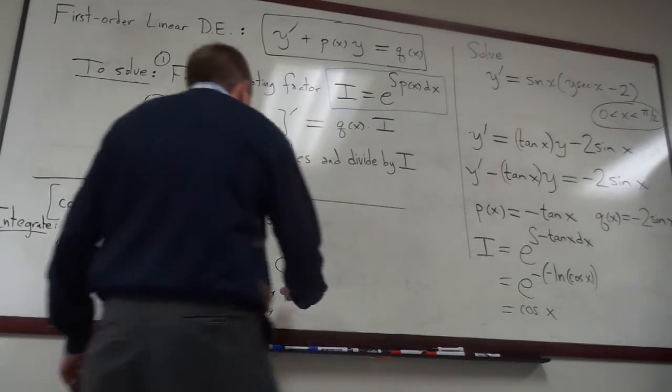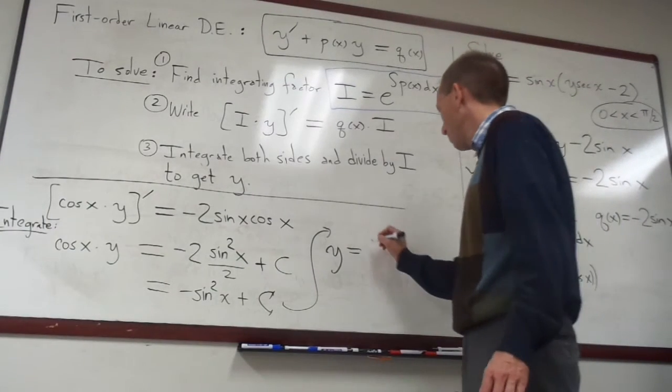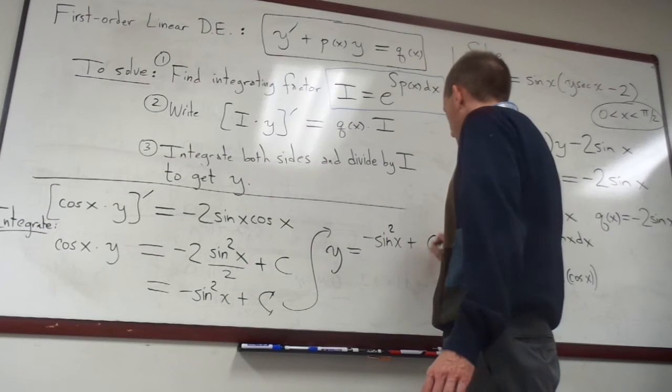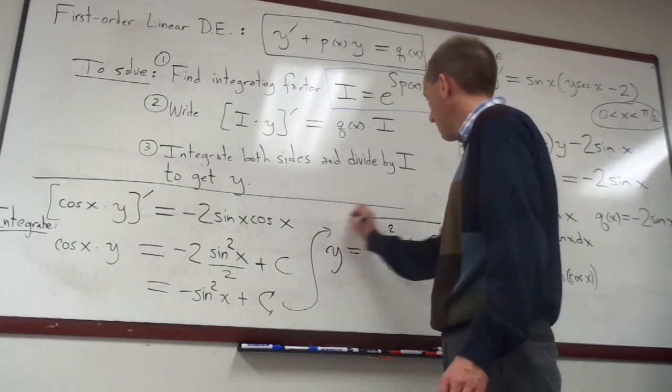And now I solve for y very easily. I just have to divide by cosine of x. So negative sine squared of x plus c all over cosine of x. So there is my final answer.